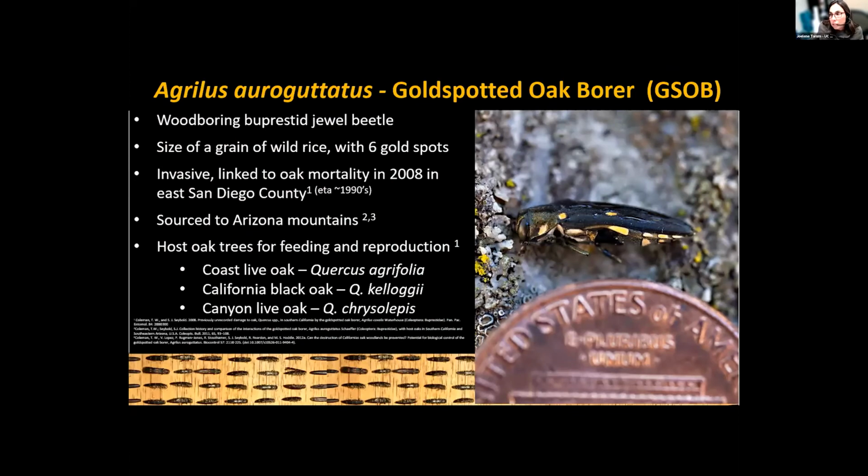Gold-spotted oak borer, scientific name Agrilus auroguttatus. I'm going to be calling it GSOB from here on out, to make it nice and simple. It's very small, the size of a grain of wild rice, with 6 gold spots. It's invasive. It was first linked to oak mortality in 2008 in the Arizona mountains, which Tom mentioned. The host trees that it targets are the coast live oak, California black oak, and canyon live oak.